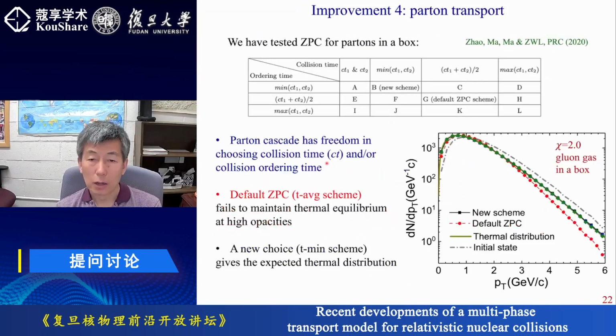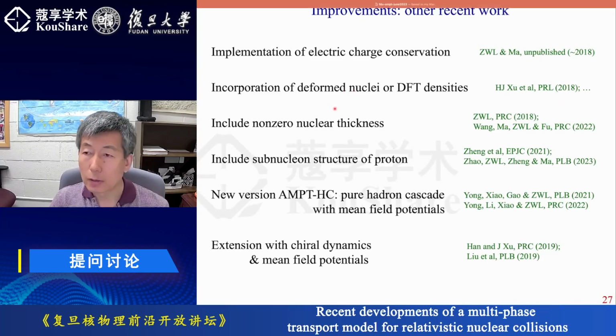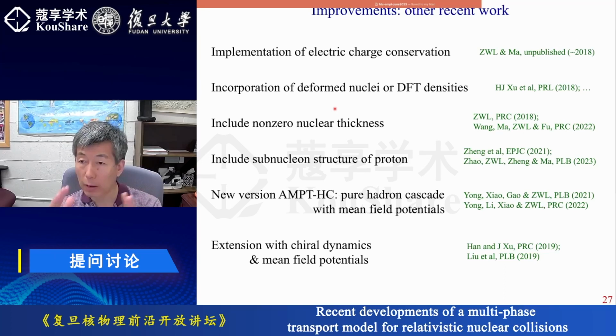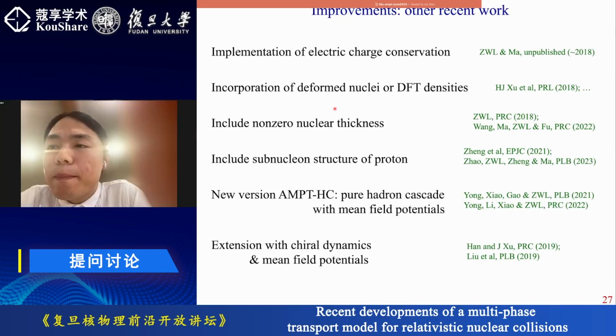Yes, certainly. I did not mention the recent work done by Hao Jiexu and Fuqian Wang and others, where we have used the DFT densities in AMPT simulations, where the proton and neutron density profiles versus radius are different. You can take an arbitrary nucleon density profile, which can be different for neutrons or protons, and put it into the simulation. One can also use deformed nuclei with non-spherical shapes.